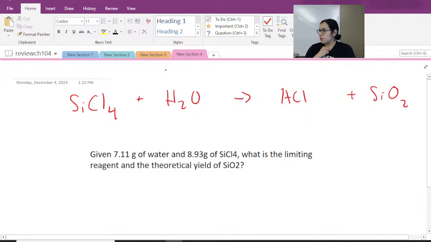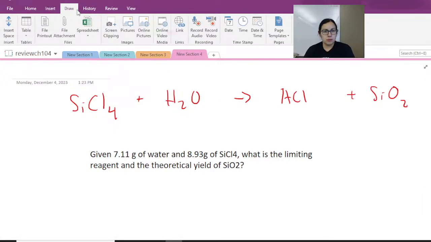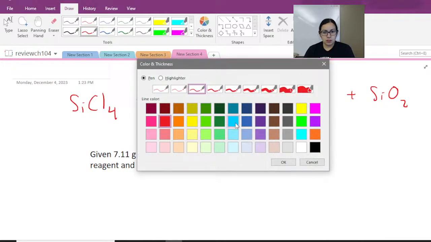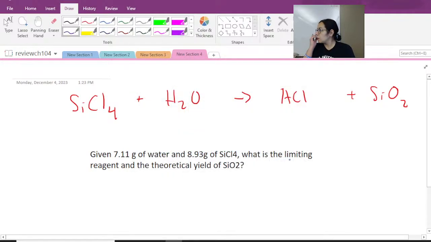Do we have coefficients yet for the balanced equation? Ethan, do you have a guess for us? Is it 2H2O, 4HCl, and that's it. Yep, that looks good to me.